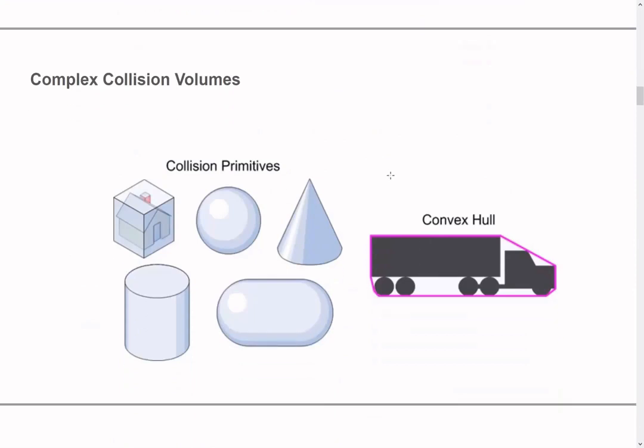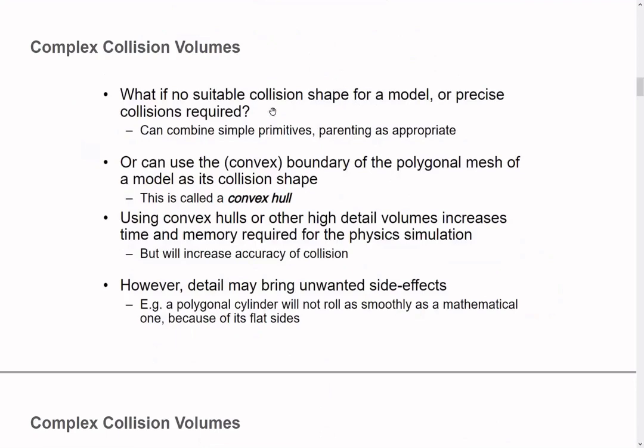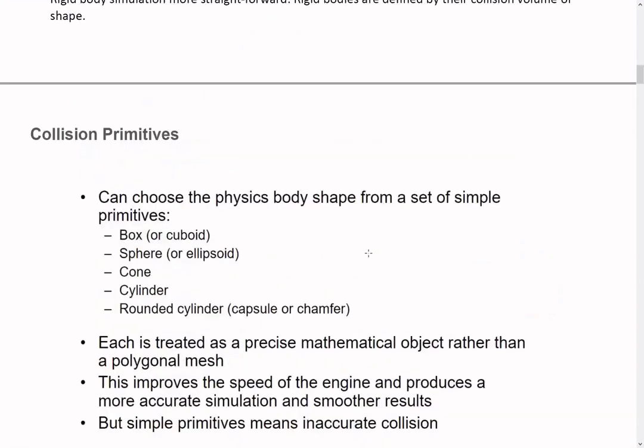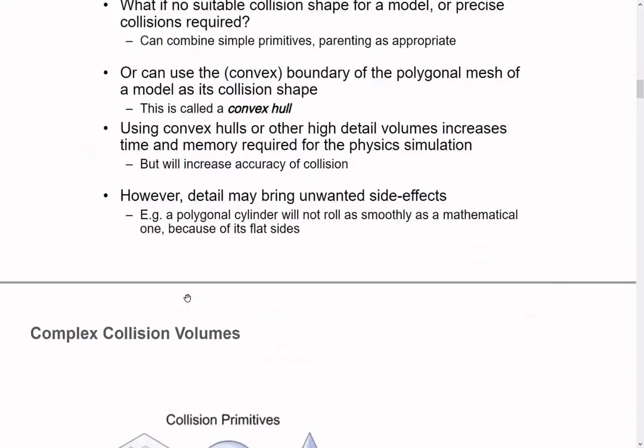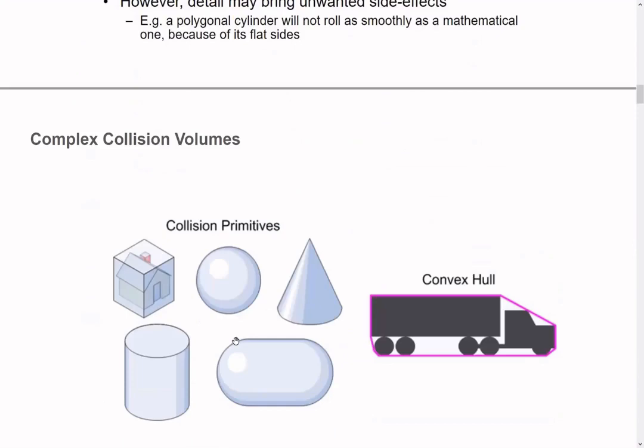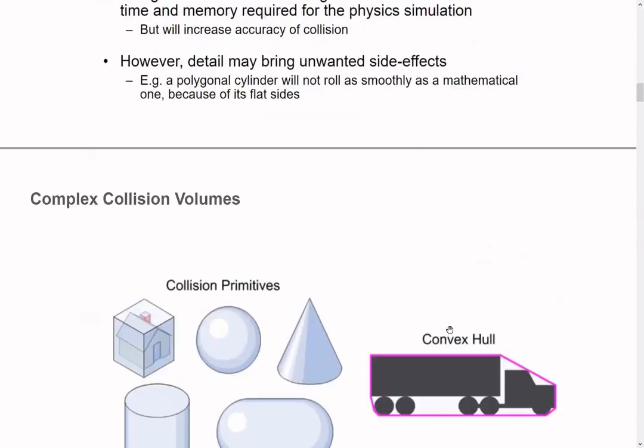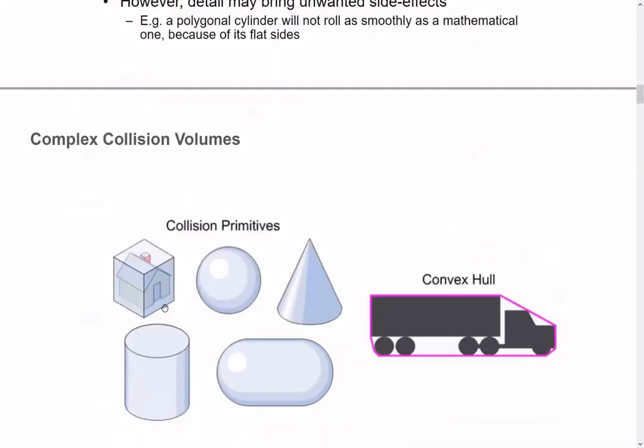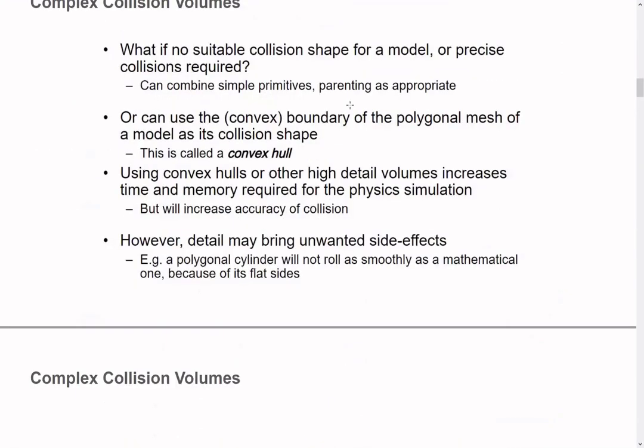So as you can see, here we have used collision primitives, just like we discussed before. We are using simple primitives: box, sphere, cone, cylinder, and so on. These simple primitives are used to come up with a convex hull like this. We have built the convex hull using these collision primitives. So what's a convex hull? A convex hull is the boundary of a polygonal mesh of the model.